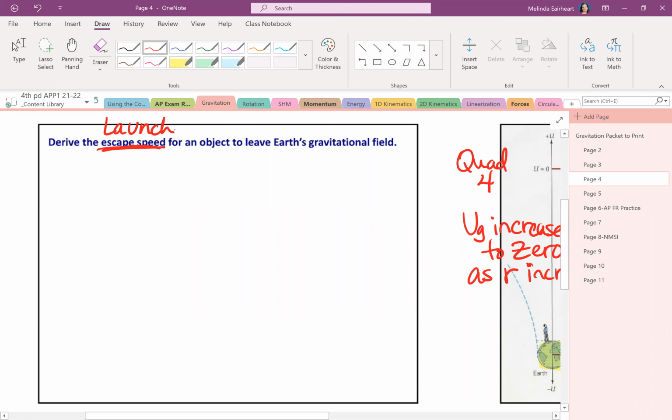What if we put those in a spaceship and launched them at this escape speed so that they went away and never came back? Well, forces are not going to actually do it for us. We're going to use conservation of energy. Remember, no net external forces acting on the system, so mechanical energy is conserved.